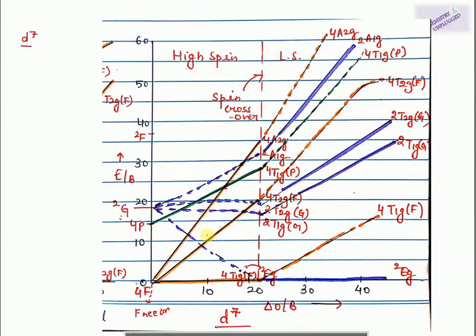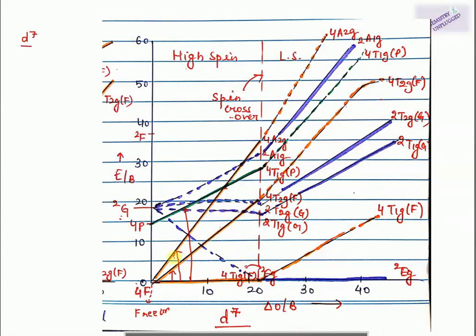Now, if we want to find out electronic transitions in case of weak field complexes, if the field strength is very weak, then this one becomes your E1, this is your E2, and this is your E3 transition. And if you increase field strength a little bit more, but the complex is still high spin, then your first transition E1 will be from T1G to T2G, and the second will be from T1G to T1G(P). So this is the difference between weak field and high field.